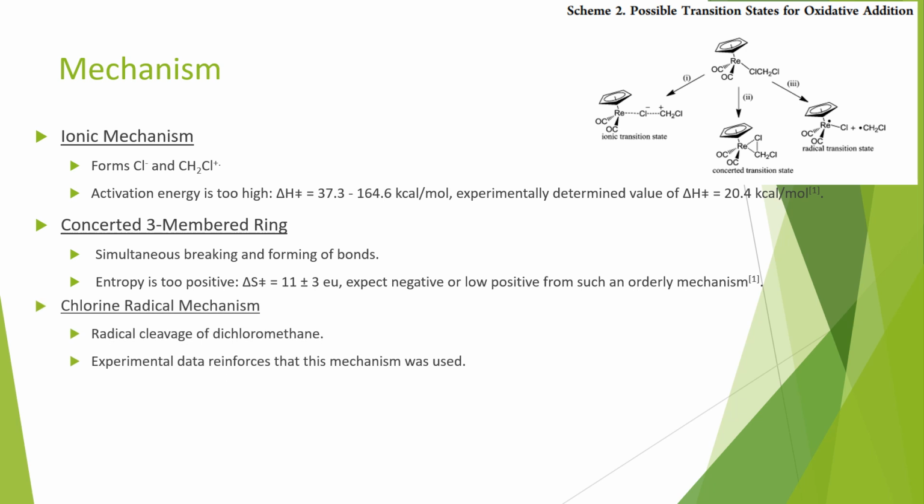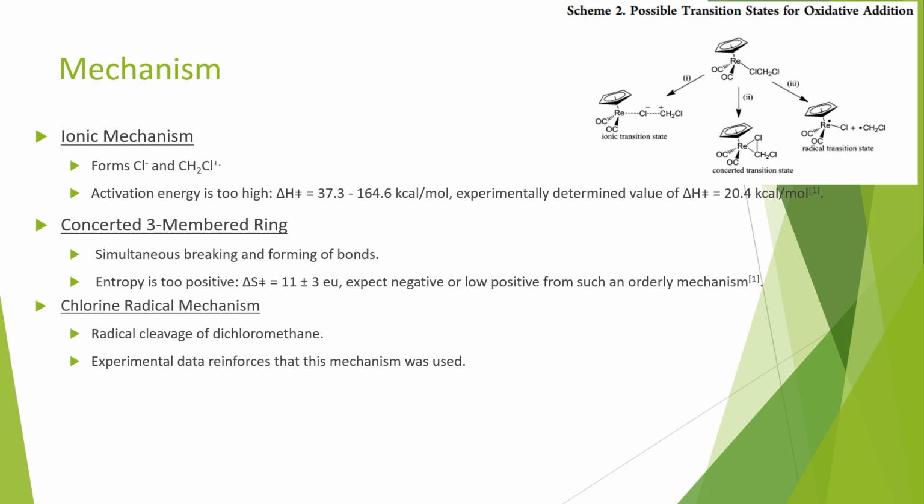Lastly, we have the chlorine radical state mechanism, which consists of the rhenium removing a chlorine from the dichloromethane via radical cleavage, leaving the chloromethyl as a radical. These two radicals quickly bond within the solvent cage to form the complex.